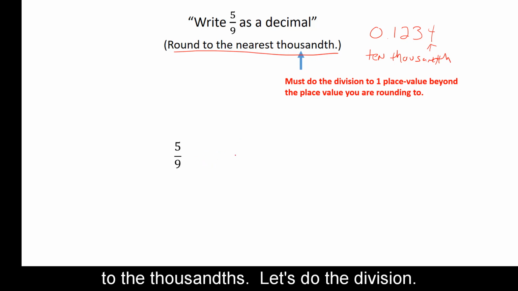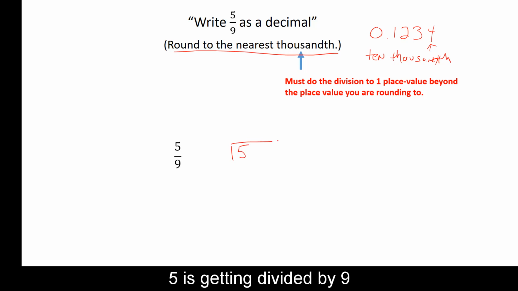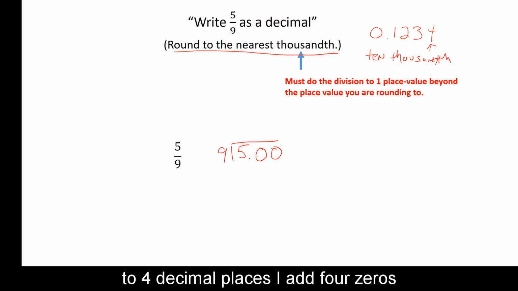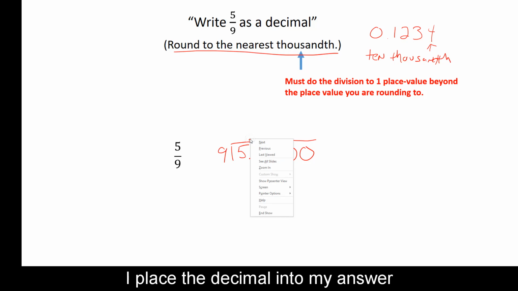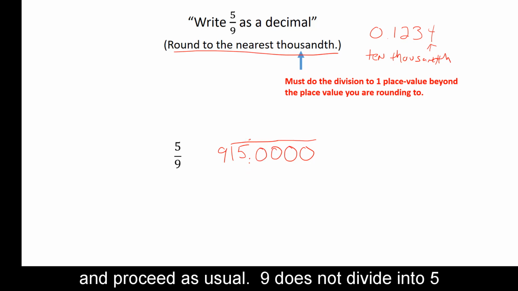Okay, so let's go ahead and do the division. So 5 is getting divided by 9. Now in this case, since I know I have to take it to 4 decimal places, I'm going to go ahead and add 4 zeros. I'm going to use all of these in order to complete the division. I'll go ahead and place my decimal into my answer, and then just go ahead and proceed. 9 does not go into 5, so that's a 0.